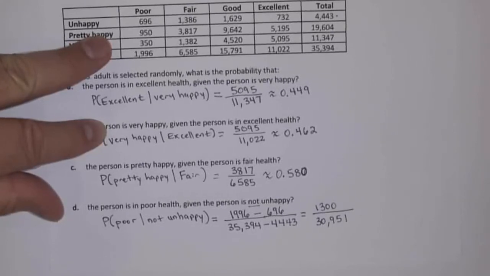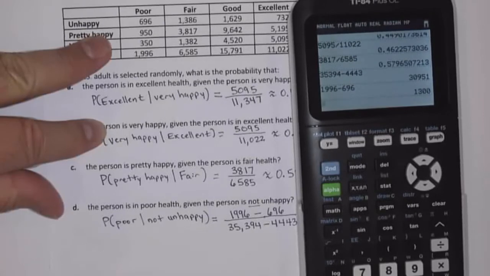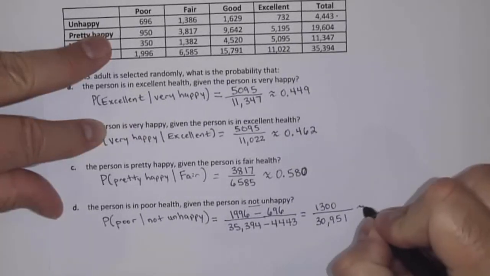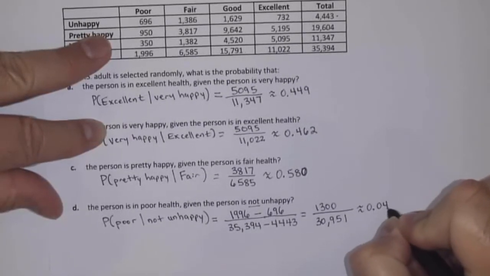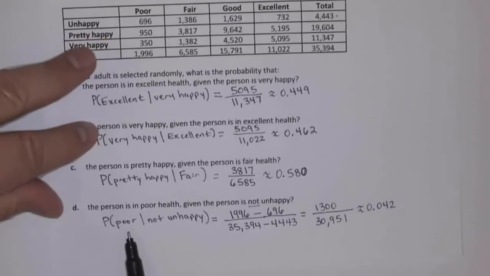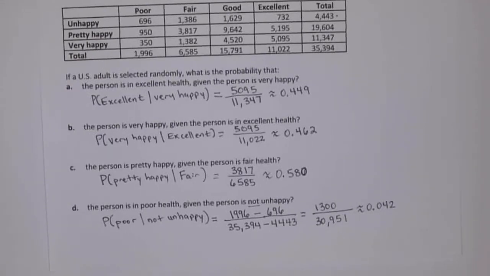Now that is again a nasty fraction. So if I take 1,300 and divide by 30,951, that is approximately 0.042 if I round to 3 places. So if I know the individual's not unhappy, then there is a 0.042 probability that the individual is in poor health. So that concludes example 2, where we'll conclude this video. We'll pick up in the next video.